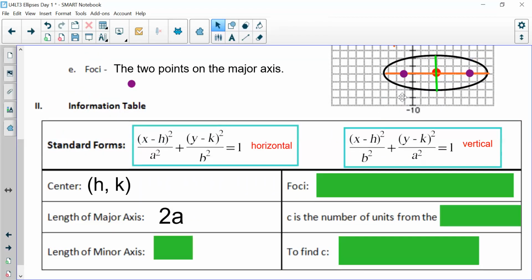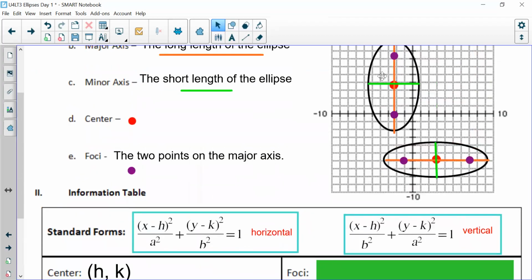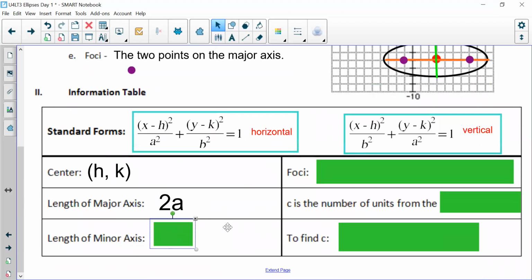The minor axis, you go to the left and to the right a B value. So the length of the minor axis is 2B. Whether you're facing up and down or left and right, for the minor axis you get B away from the center to span the minor axis. So 2B.